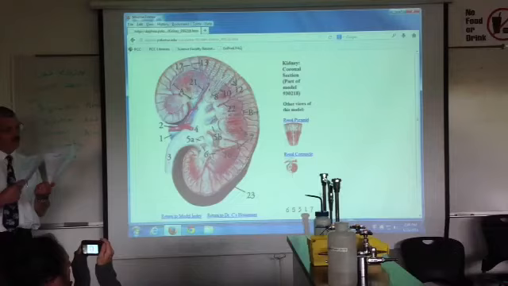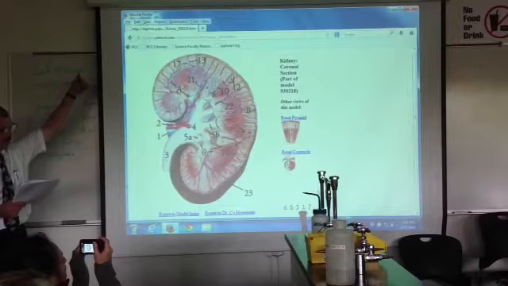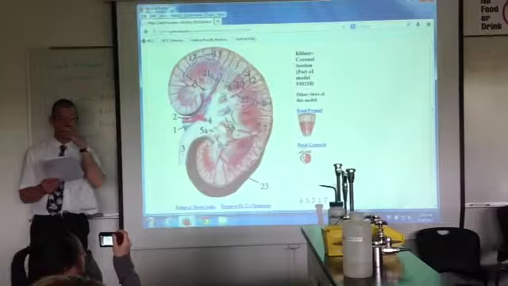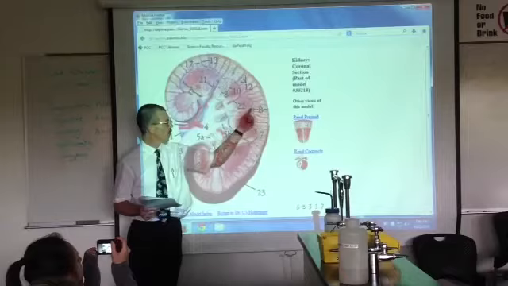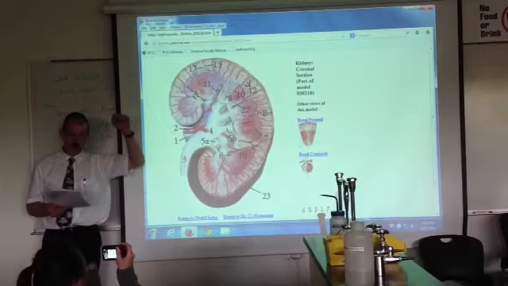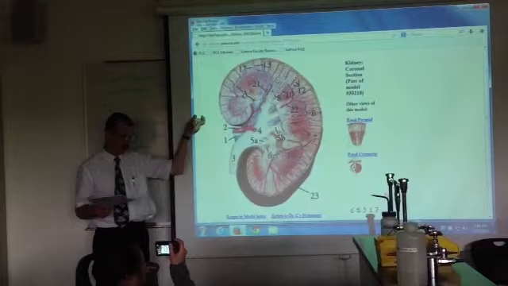So first off, you're supposed to name the organ, just the kidney, right? What we're going to do is work from the outside and work our way in. So let's start with number 23, the outside of the kidney. Capsule. So let's name layer B. What would you call that outer edge? Cortex. What would you call area A? Medulla. Just like your lymph nodes and all those other things, you have an outside, an outer, and an inner. So capsule, cortex, medulla.